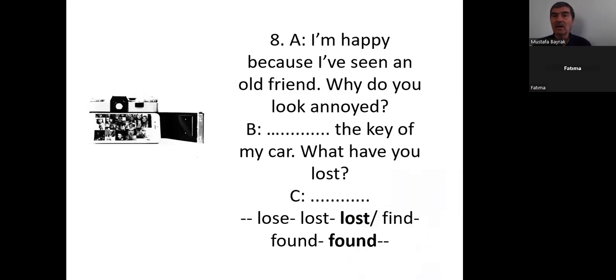Dialogue 8, I am happy because I've seen an old friend. Or I visited an old friend. Why do you look annoyed, bothered? Why do you look annoyed? I have lost the key of my car. Yes, I have lost the key of my car. What have you lost? I have lost something, for example. I've lost something. What have you lost? I have lost the key of my car. I haven't found it. I haven't found the key of my car yet. Okay.